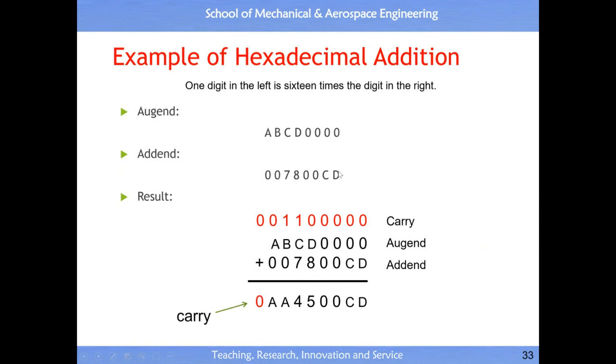Then for the subtraction, we do the same. Okay. So here's one more example. We have one input, another input. We want to add them together. Then we want to know what is the result.